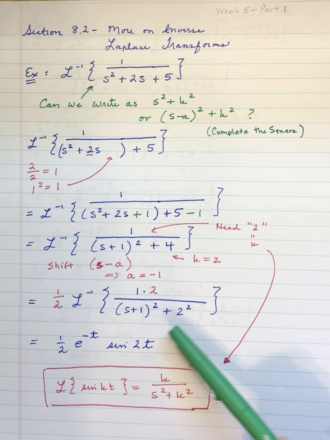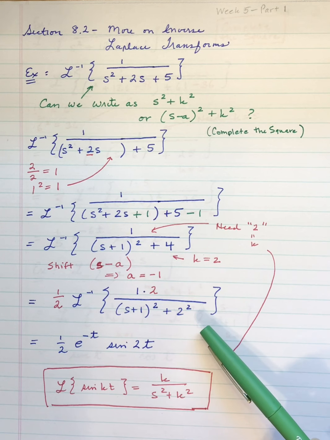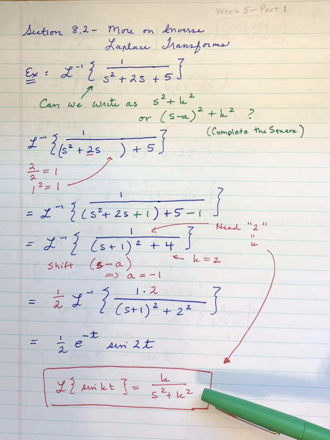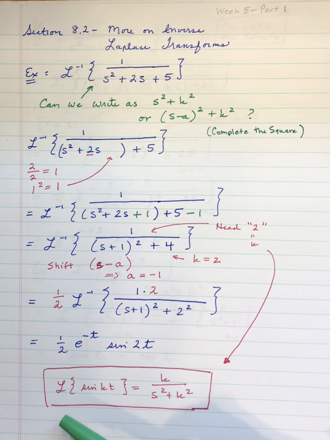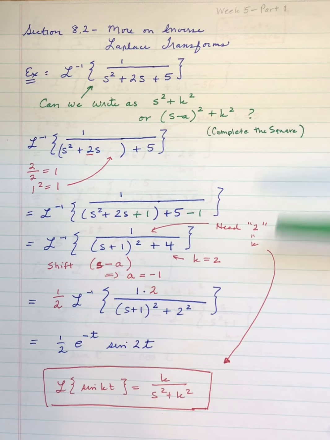So the part in the brackets here, the inverse Laplace transform of that expression, we just take the sine of 2t, and we've shifted with an a equals negative 1. So we have to multiply by e to the negative t. And of course we have the 1/2 out in front of it. So that's how we take this inverse Laplace transform. So if you start out with an expression that you're not quite familiar with, try completing the square. And more times than not, we'll find that we can find the inverse Laplace transform that way.